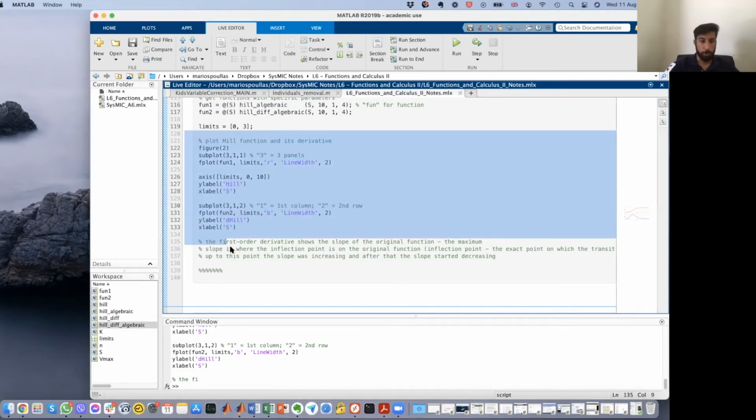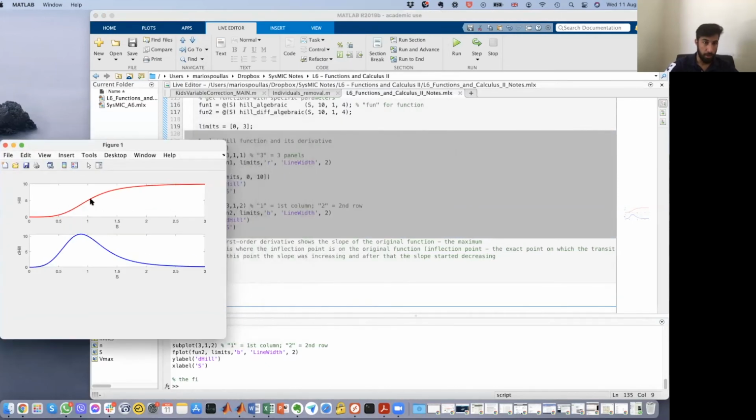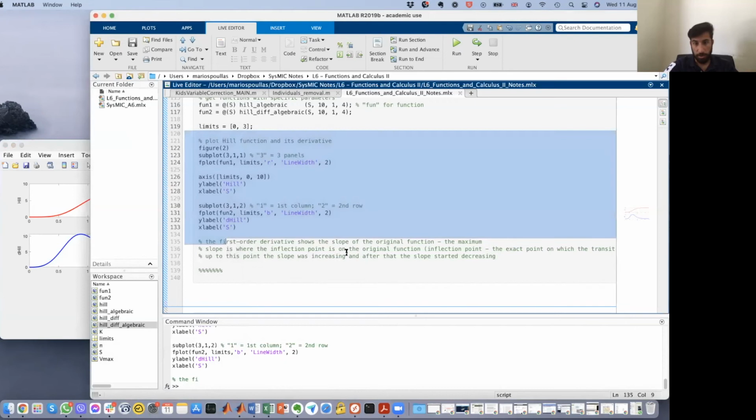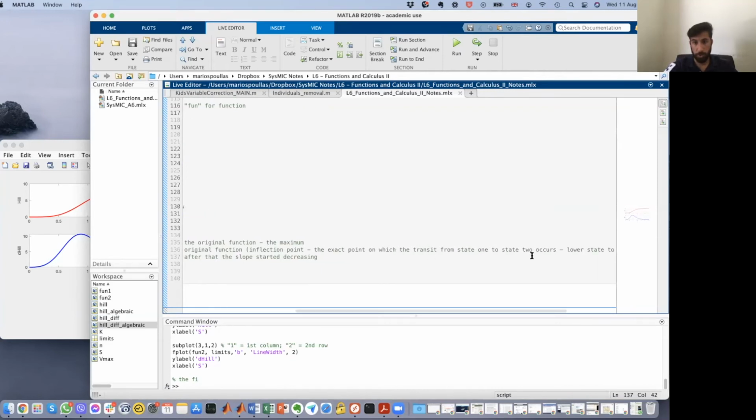So the inflection point is where it turns from increasing slope to decreasing slope. So it's basically the exact point on which the transition from the first state to the second state occurs. I think I've mentioned this. Yeah. So the inflection point is the exact point on which the transition from state 1 to state 2 occurs.